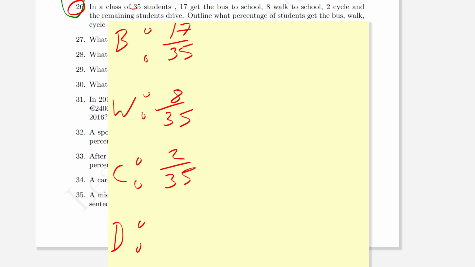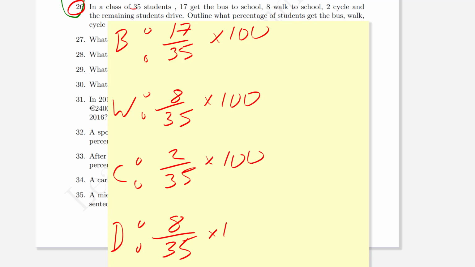So we just have to add that up. 17 plus 8 is 25, plus 2 is 27. Out of the 35 students, that leaves another 8. So that means 8 out of the 35 students must drive. Okay? So then all we have to do is turn those fractions into percentages. We just multiply each of them by 100 to get the percentages.